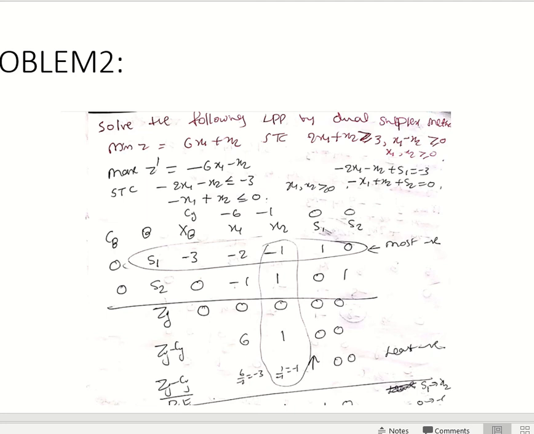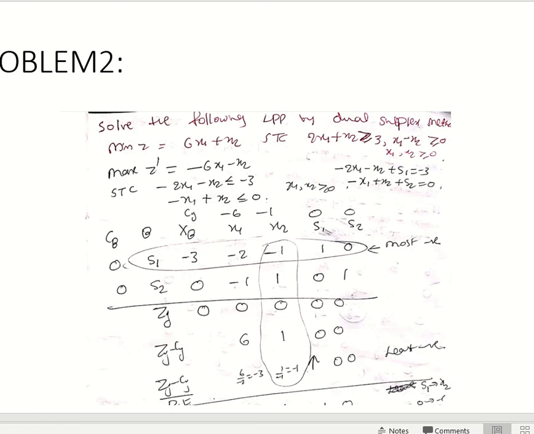Now continue this. If you continue, which one we will get next here? We have to leave the basis of s1, and s1 is replaced by x2, and the value 0 is replaced by now minus 1. That only we have continued in the next step.